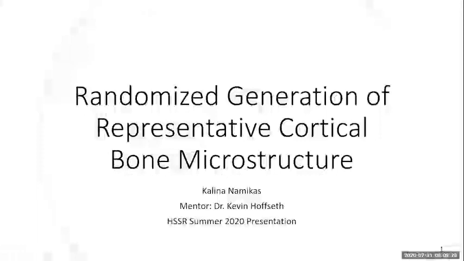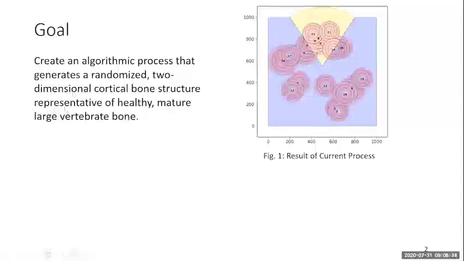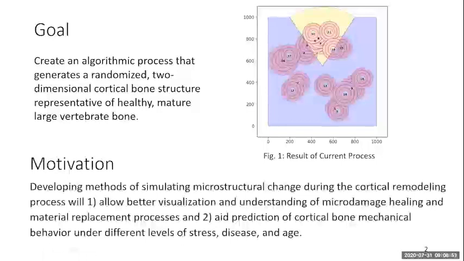So this summer I worked on generating a randomized image that was representative of bone structure. The goal of my project was to create a process that would generate a two-dimensional bone structure that represents healthy and mature bone. This figure shows the result of my current process. This project is important because it allows us to get a better understanding of the microdamage healing process, as well as predicting how cortical bone will react under different levels of stress.